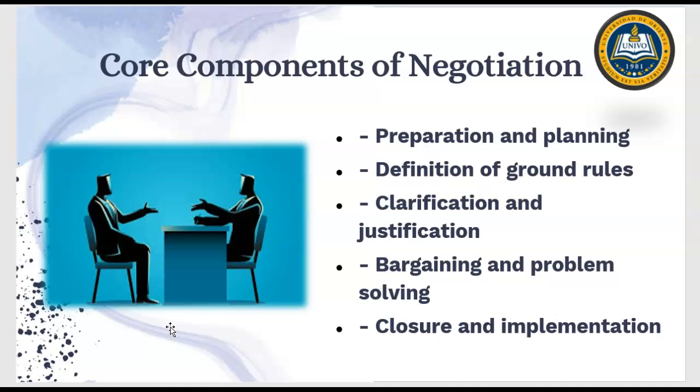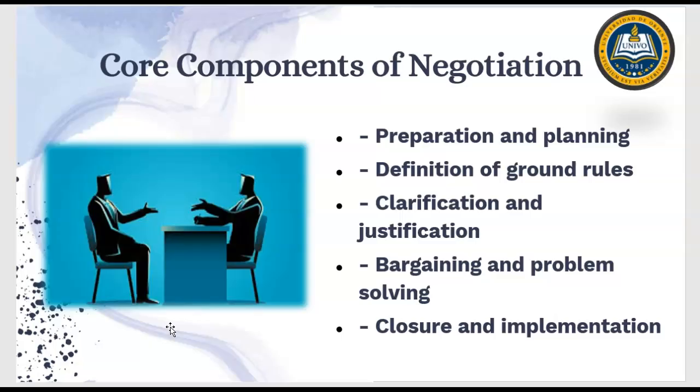Bargaining and problem solving. Let's try to solve some inconvenience. There are some inconveniences all the time. All the time they may have some inconvenience. So let's try to solve those problems. Then we have closure and implementation. Okay, let's close everything. Let's implement some rules. Let's take into account the process, the next step that they might follow.